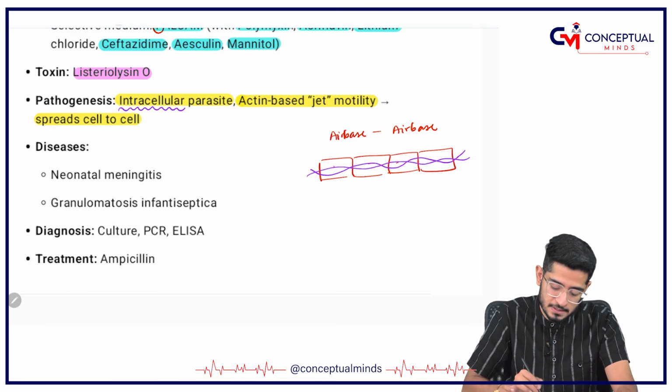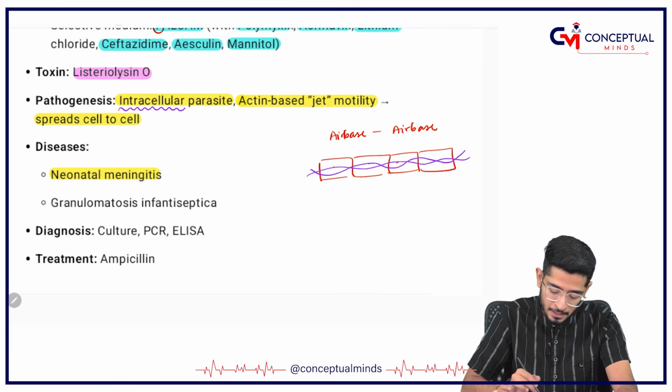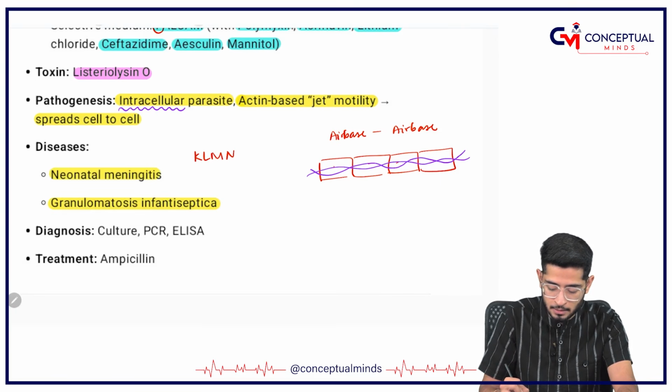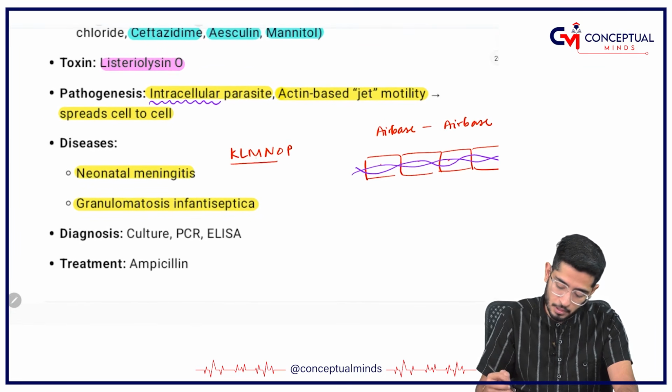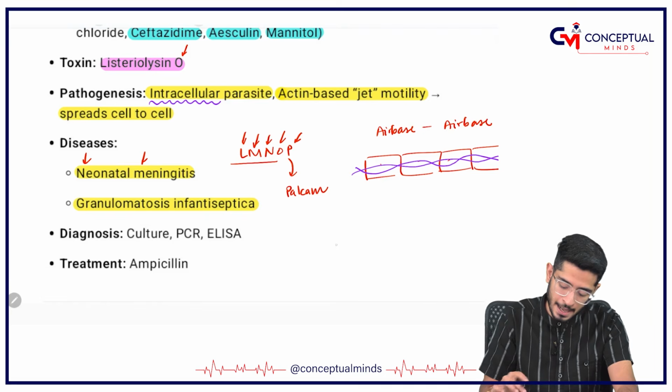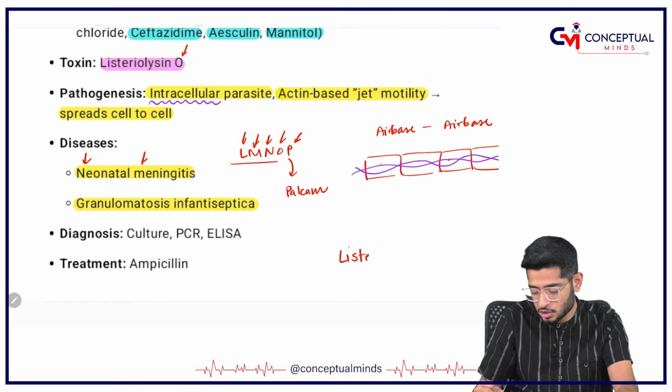Now Listeria causes neonatal meningitis and granulomatosis infantiseptica. IJKLMNOP, right? So what is this all about? M for meningitis, N for neonatal meningitis. O for Listeriolysin O is there. P for PALCAM, which you very well know, and L for Listeria, and the name is Listeria.